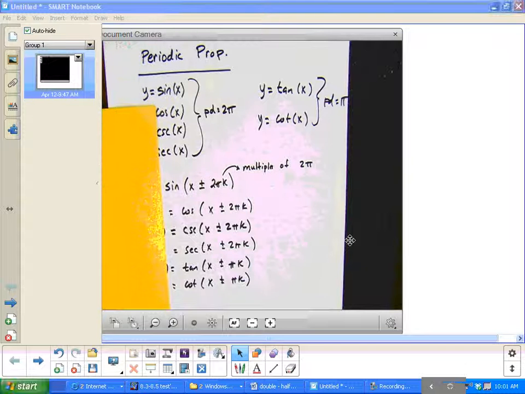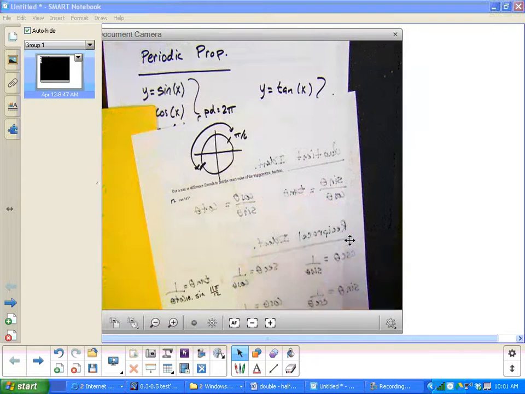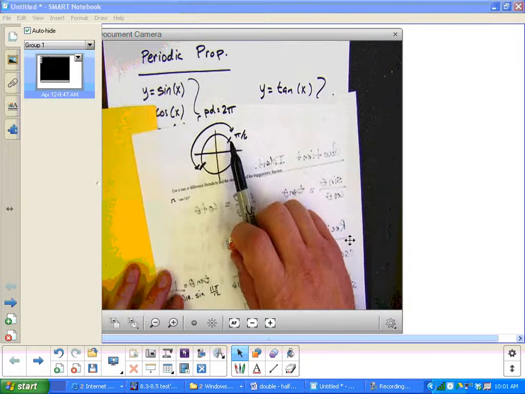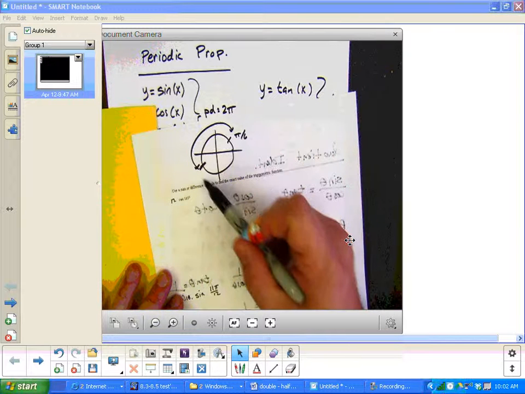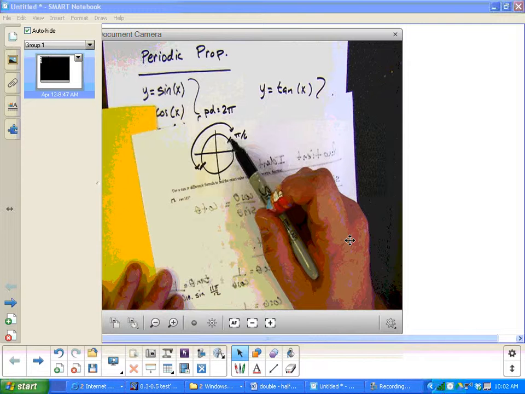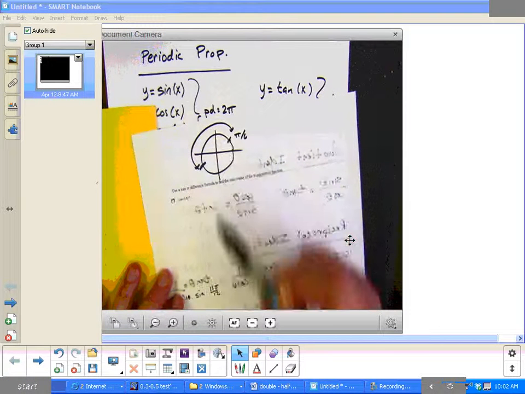All right, if I'm at, say, pi over 6, if I add a multiple of 2 pi, let's just say that I added 2 pi to that, where would that put me at? Right. And so the sine or the cosine or the tangent or the cotangent or the secant or the cosecant would be the same. Okay. So if I went around 4 pi, it would still be at the same spot, wouldn't it?